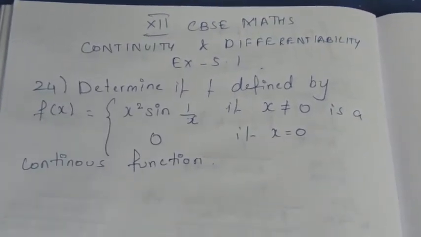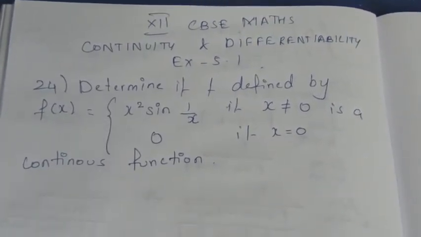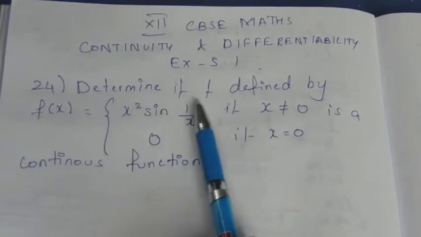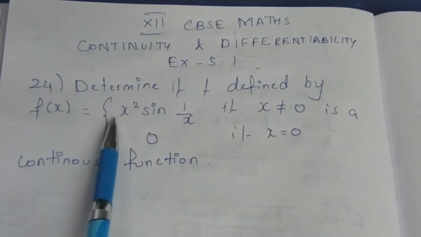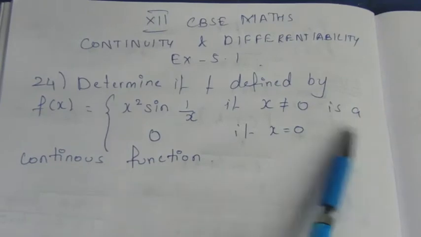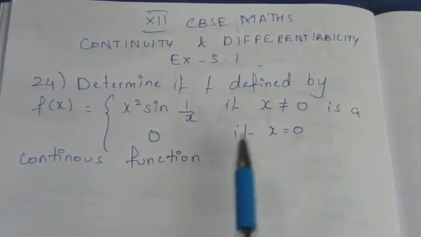Today we are going to see 12 CBSE Maths Continuity and Differentiability exercise 5.1 question number 24. Let's see the question. Determine if f defined by f of x is equal to x square sine 1 by x if x is not equal to 0, 0 if x is equal to 0 is a continuous function.